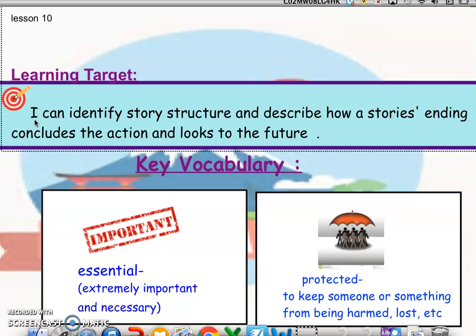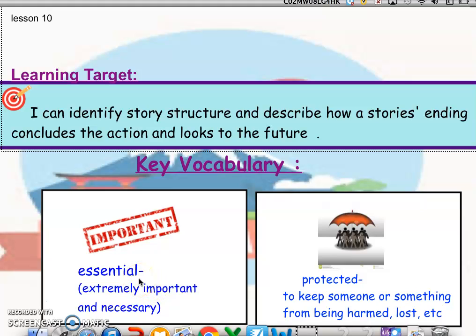Today, we're going to be focusing on I can identify story structure and describe how a story's ending concludes the action and looks to the future. You should have read your story, again, Seek the Sun, and heard the two vocabulary words for today.